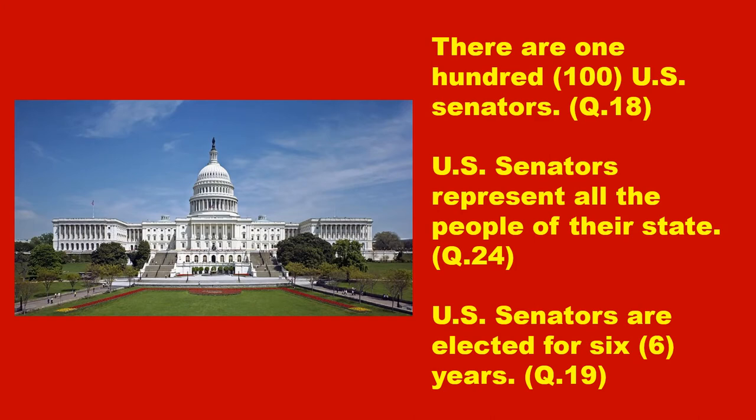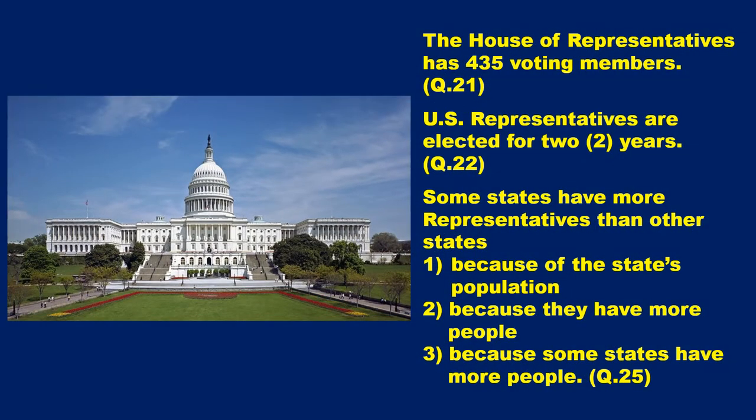There are 100 U.S. Senators. U.S. Senators represent all the people of their state. U.S. Senators are elected for 6 years. The House of Representatives has 435 voting members. U.S. Representatives are elected for 2 years. Some states have more representatives than other states, because of their state's population, because some states have more people.